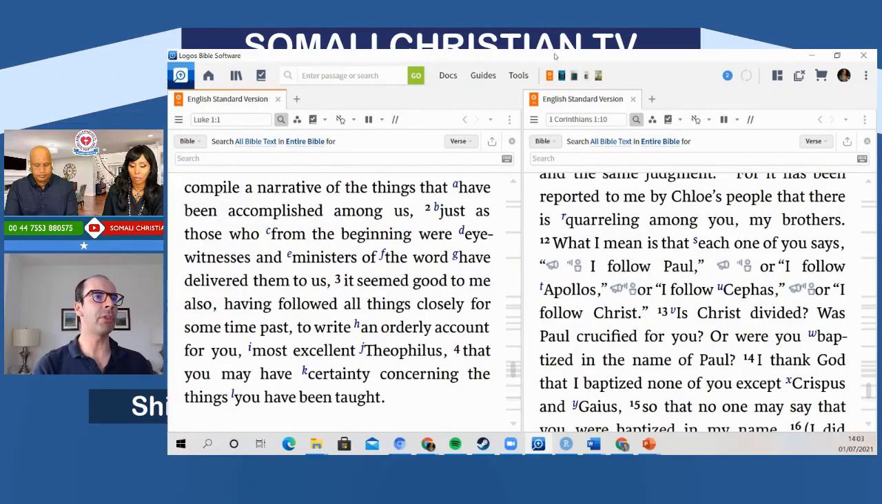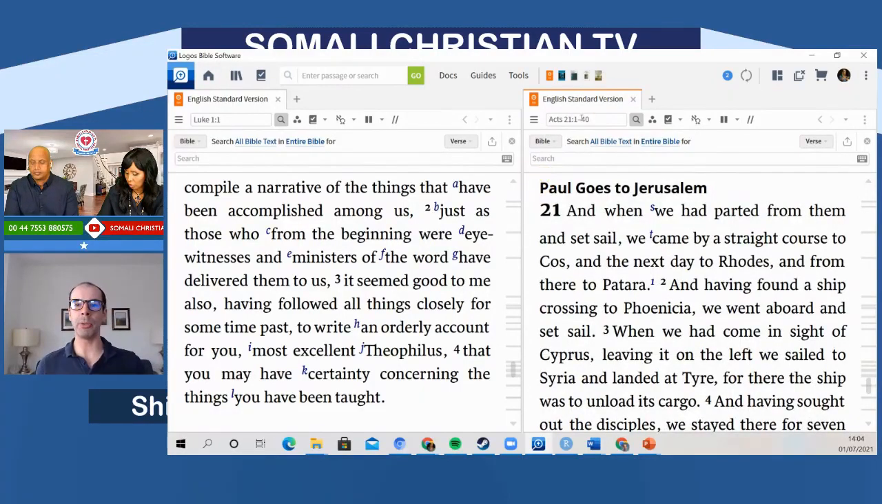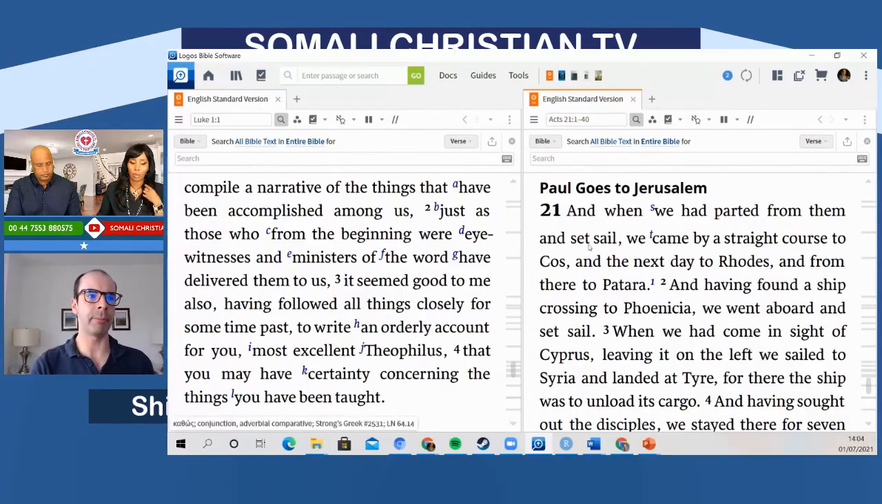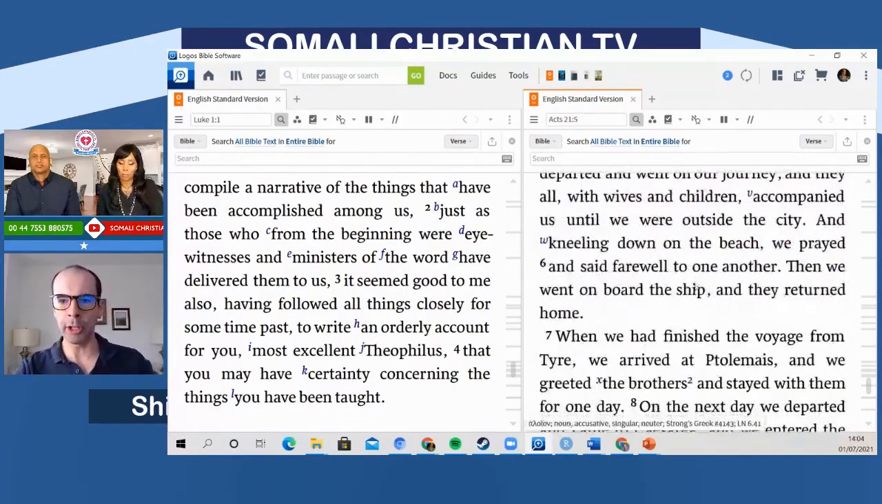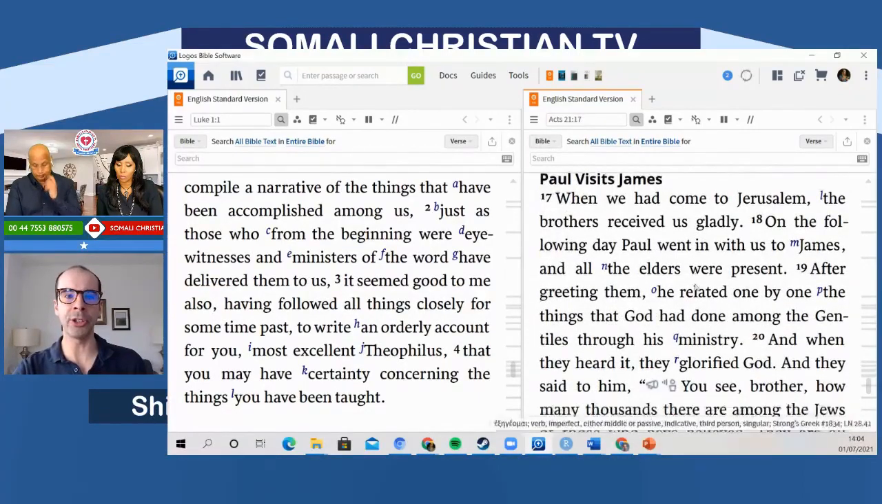Nonetheless, if we go over to Acts 21, we see that actually Luke is someone who is in a position to interact with people who were indeed eyewitnesses. So in Acts 21, we read about Paul's visit to James, who was the leader of the church in Jerusalem.